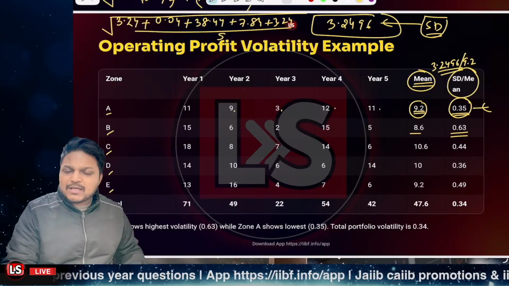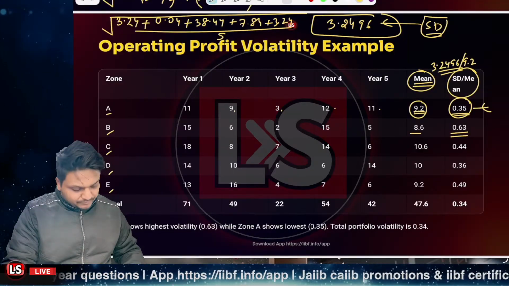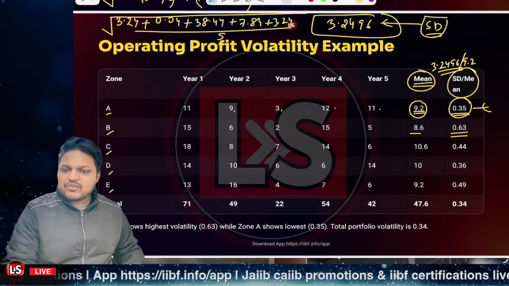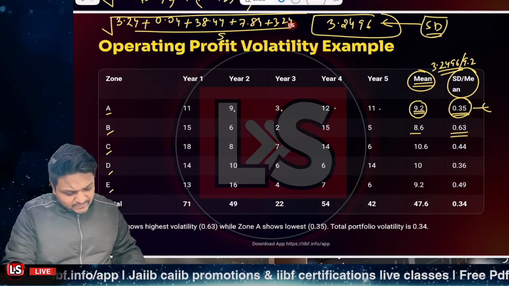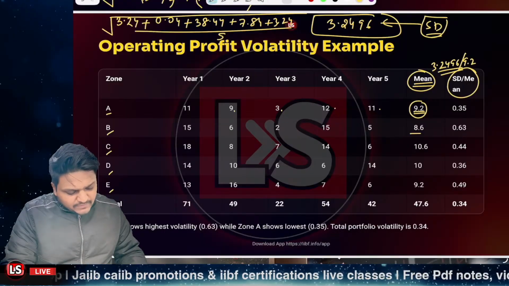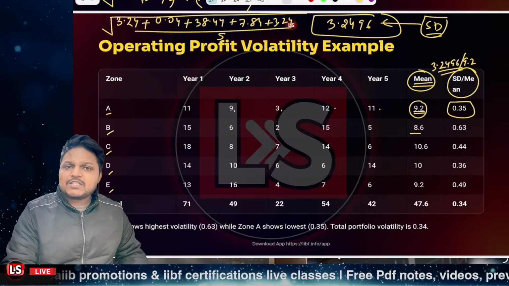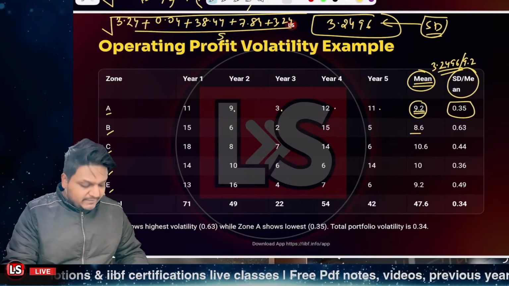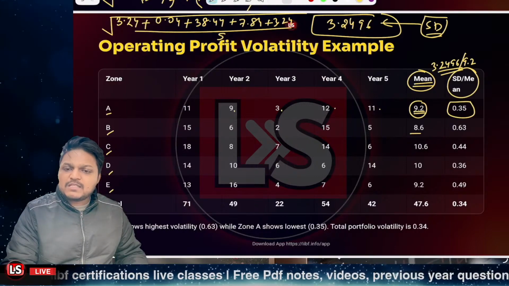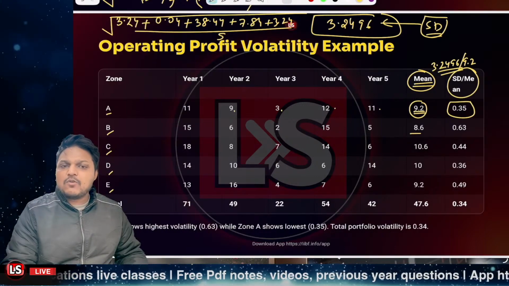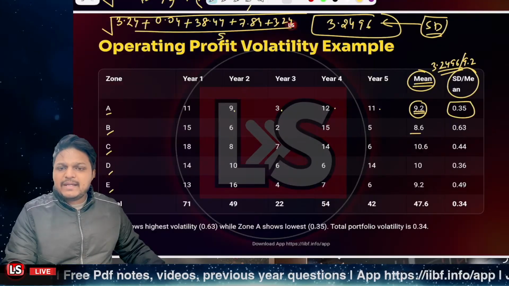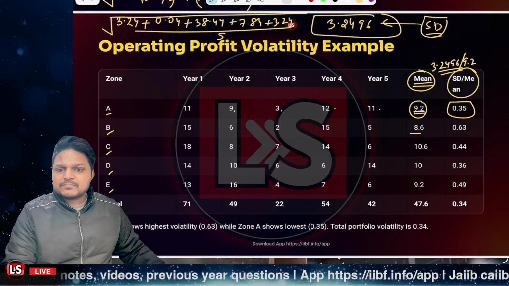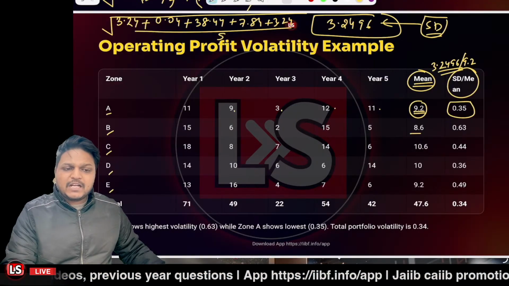Now, in which case are you having the least value? In the case of zone A, we are having the least value. The least value showcases that the least volatility is there. And whenever the least volatility is there, it means the least risk will be involved in that particular scenario. Is that clear so far? Kindly please confirm.